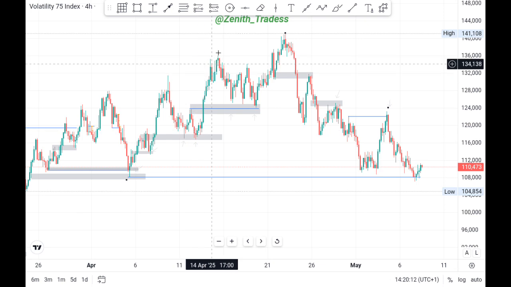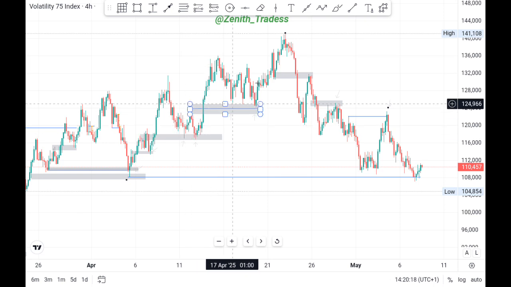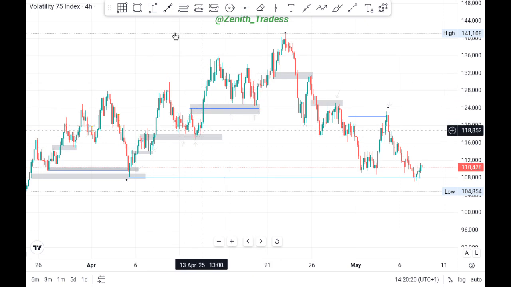The same thing happened here. It gave us another high, but this high did not come back to sweep this low. Another mitigation. So you can continue to trade these mitigations. Let's see what these mitigations have for us.